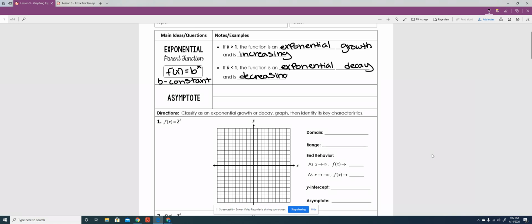All right, and just like we had when we were graphing our rational functions, we are going to be talking about asymptotes. And again, remember, an asymptote is just a line which the graph gets close to, but never touches.